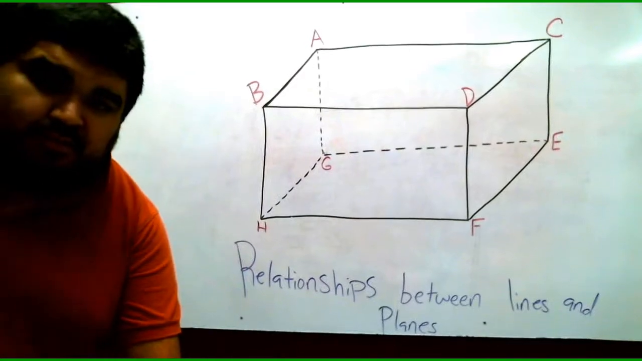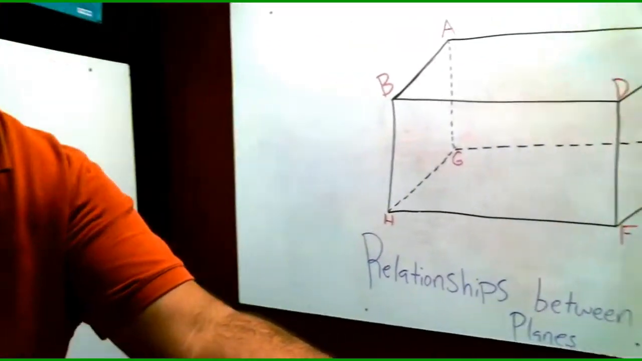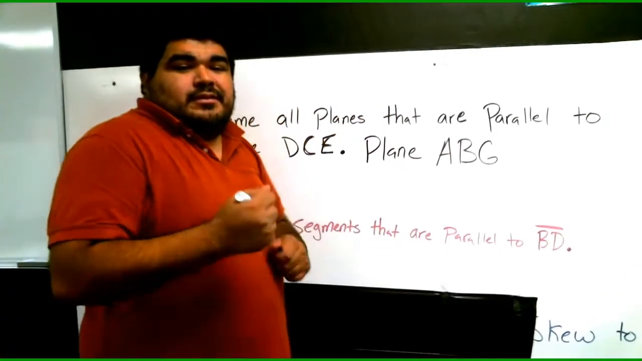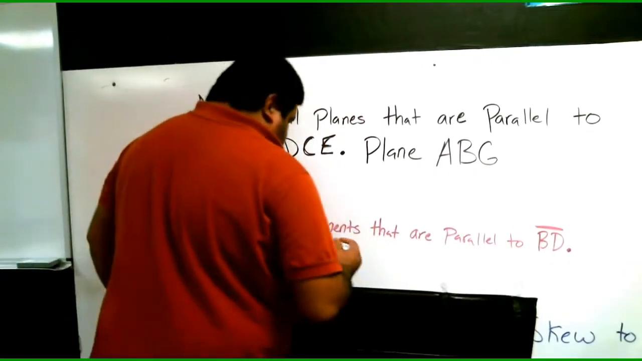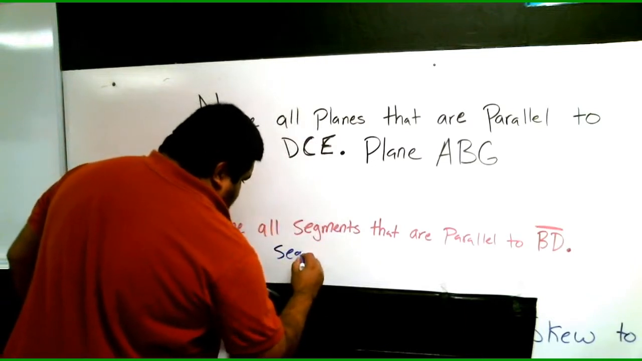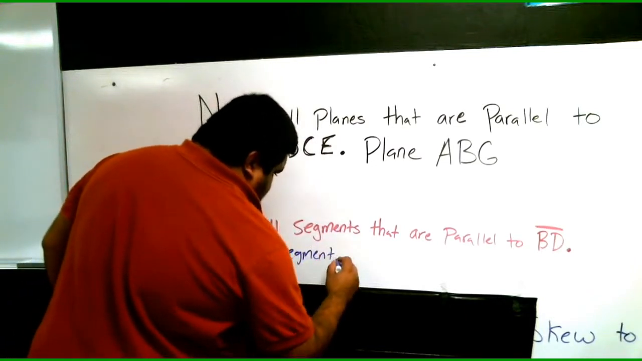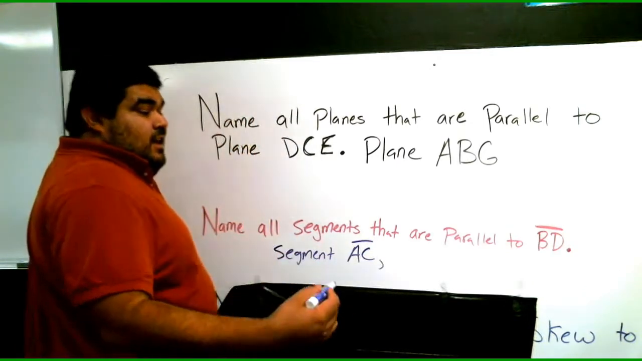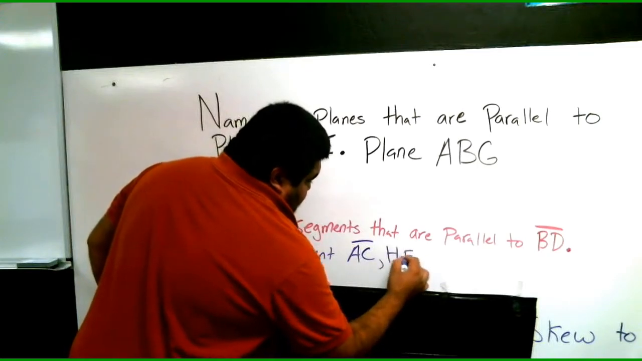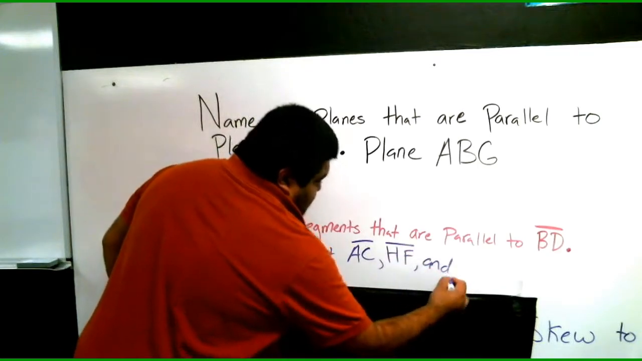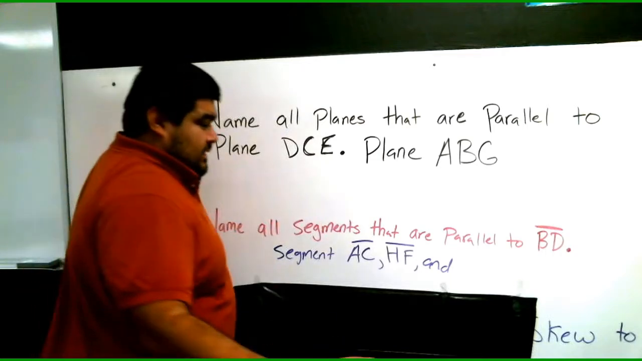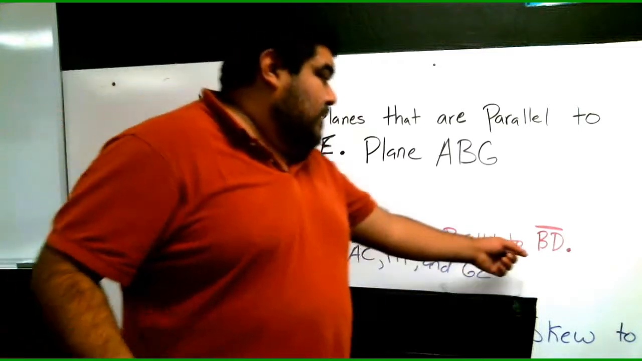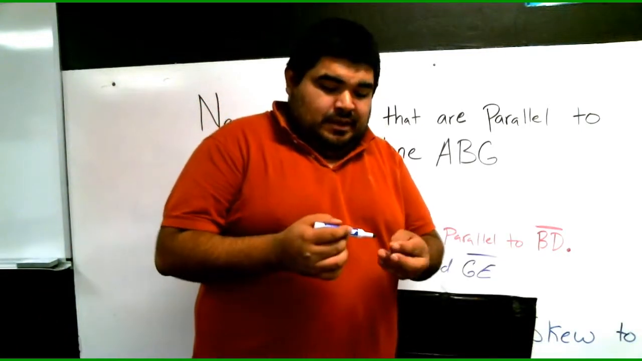Okay? We have AC. So back over here to our little chart. So we have segment AC, comma, segment HF, and segment GE. Because remember, they were all parallel to segment BD. Okay?